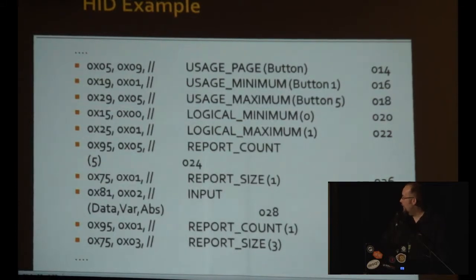So what we have is our proper usage page, and we also have the usage minimum and maximum, because we can order them in any way that we see fit, as well as our logical minimum and maximum, which says either it's on or off, and then our appropriate report count, which turns out to be 5 for 5 buttons. And then below that, we just have a report count of 3 for just unneeded data, unless you want to have 8 buttons in our device.